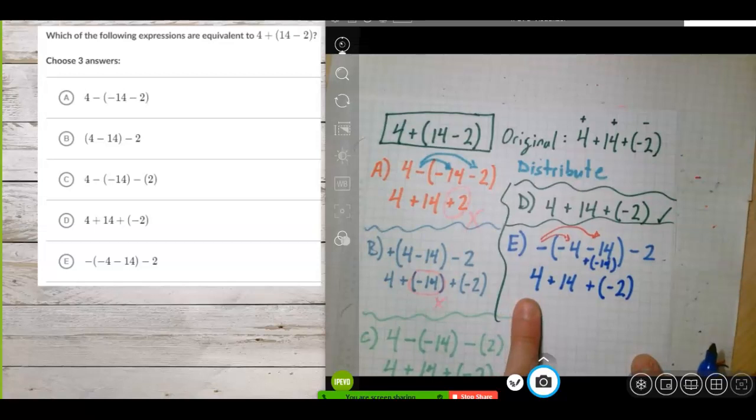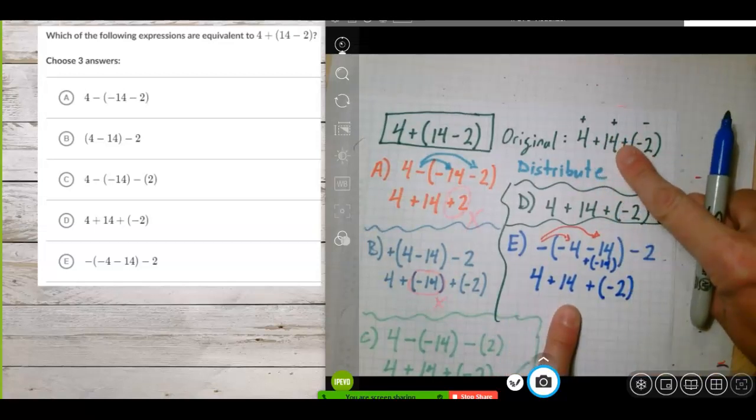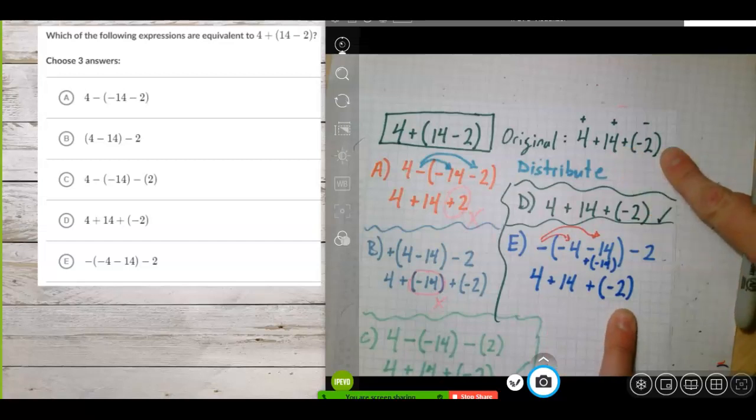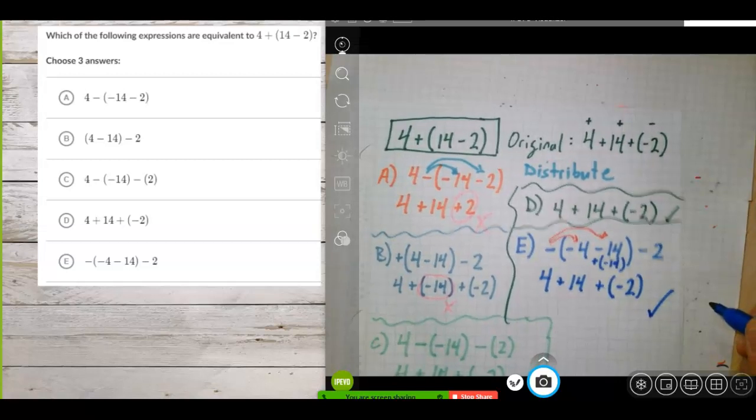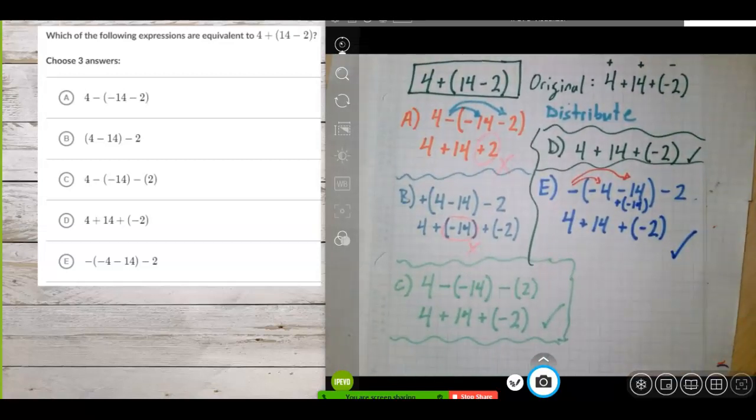And then we ask ourselves, do we have positive 4? Yep. Do we have positive 14? Yep. Do we have negative 2? Absolutely. So E is also one of our options there. So C, D, and E would all be equivalent expressions to our original.